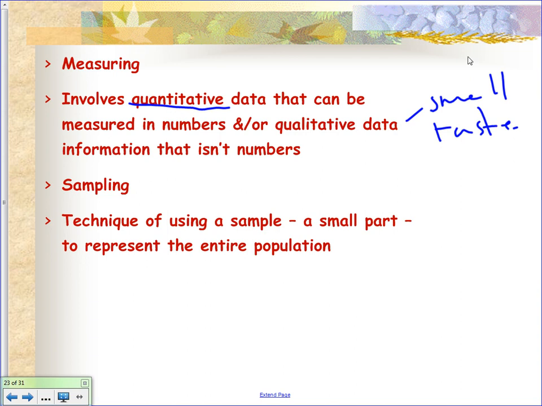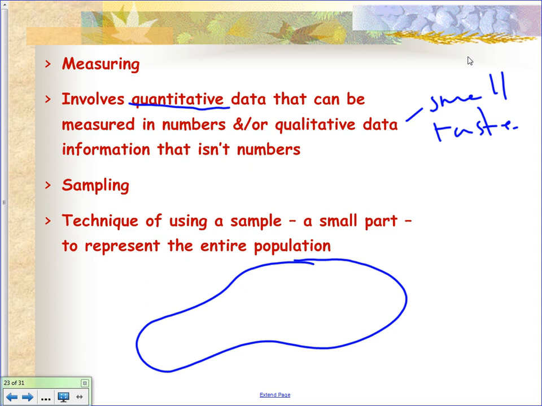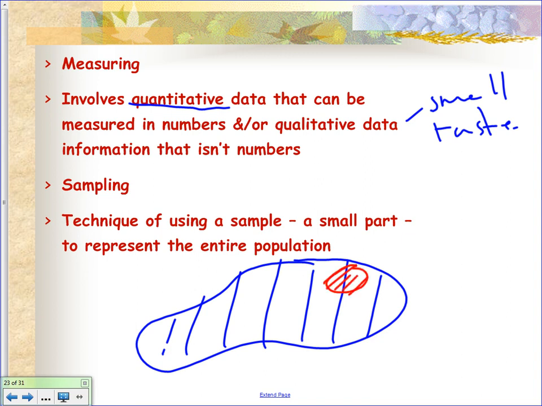Sampling is actually a technique that uses a small part to represent an entire population. So obviously, if we look at maybe an environment, if we're measuring the population of animals, it would be very hard for us to take all of the animals and measure that population. I mean, it would just be too big. And so oftentimes what a biologist will do is take a section of animals, and that will represent the entire population.